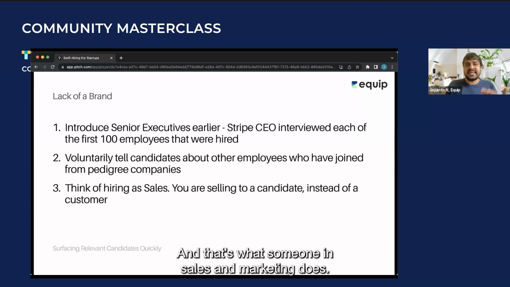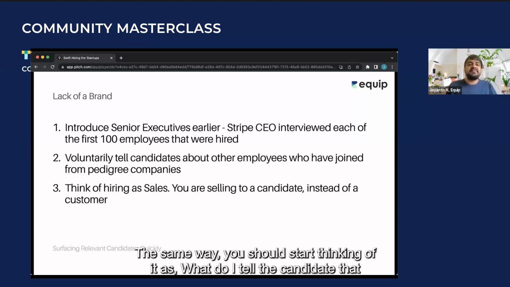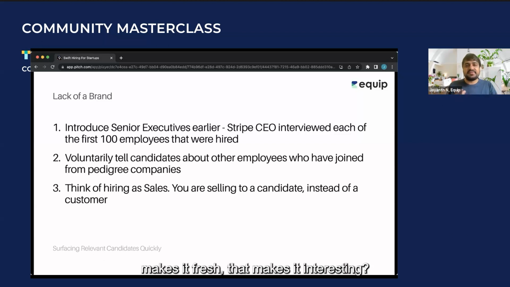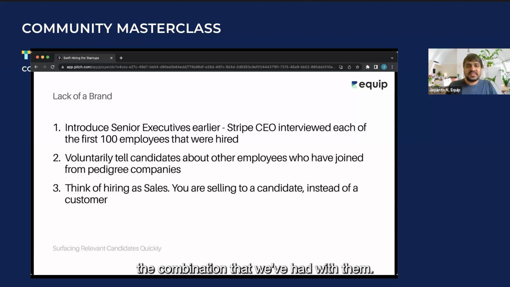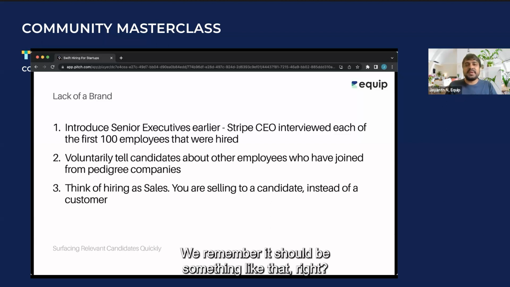And that's what someone in sales and marketing does. They will try and differentiate your product from the other products in the market. The same way, you should start thinking of it as, what do I tell the candidate that makes it fresh, that makes it interesting? Even if they don't join, they should remember the company that they talk to, right? We've had so many candidates that we forget, but there are some, depending on the conversation that we've had with them, we remember. It should be something like that, right? So think of it as sales.